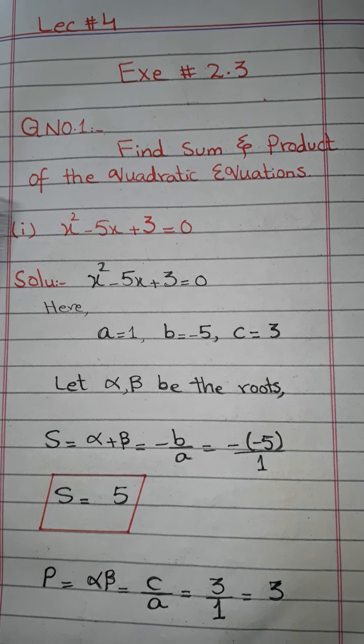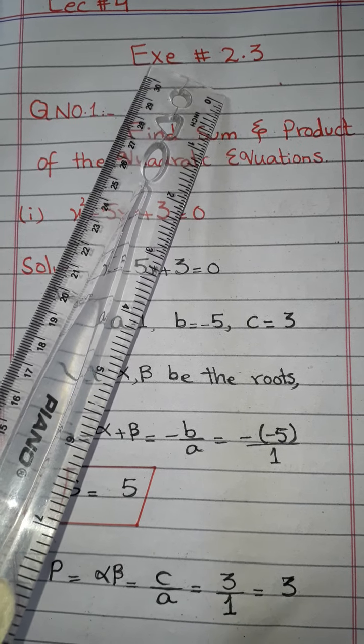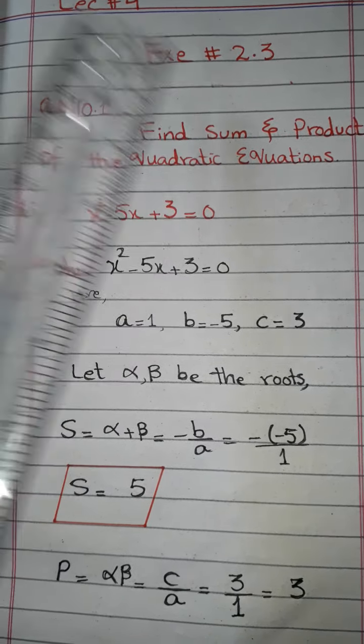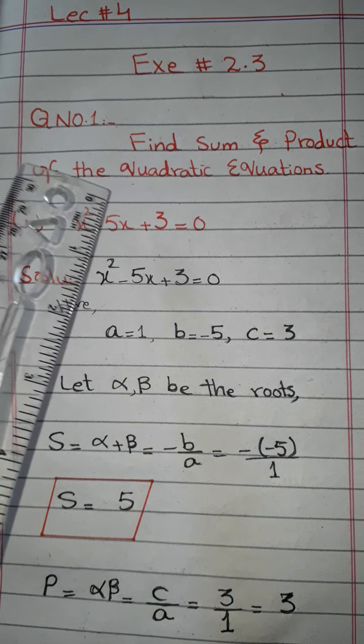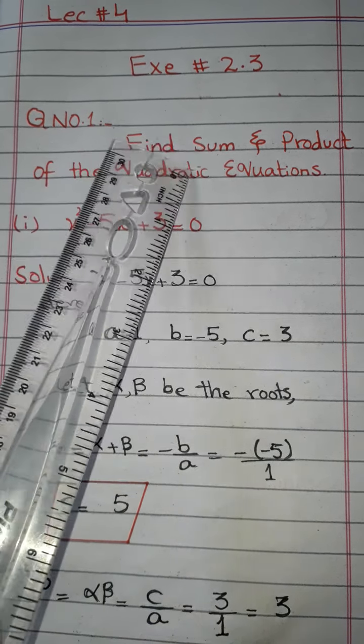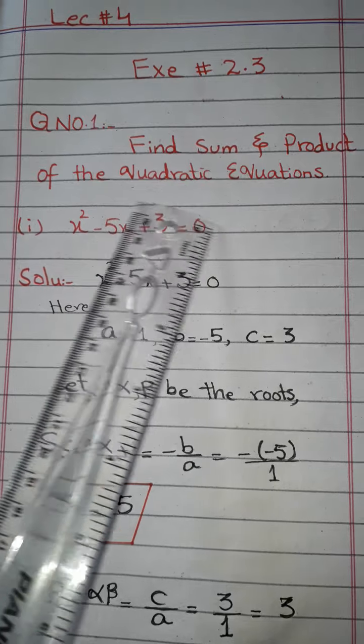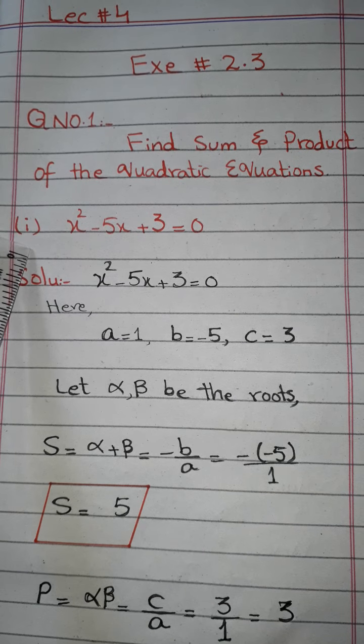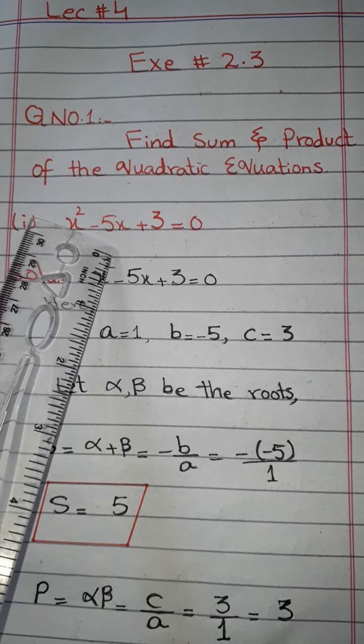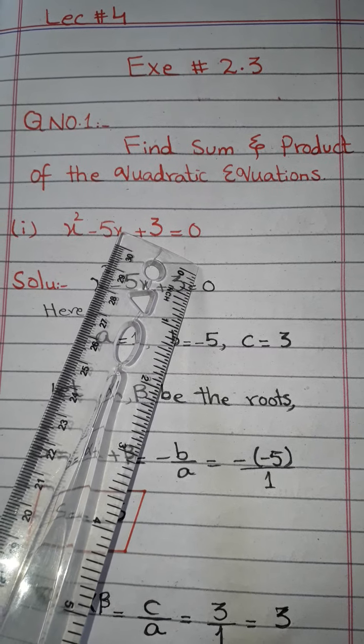Lecture number 4, exercise number 2.3. In this exercise, we find the sum and product of roots. Question number 1. Find sum and product of quadratic equations. Part number 1. Equation is x square minus 5x plus 3 which is equal to 0.